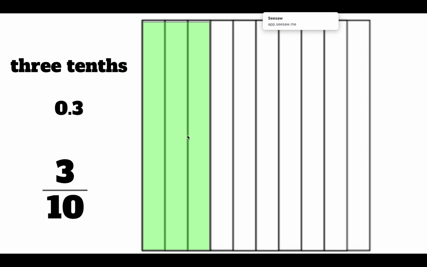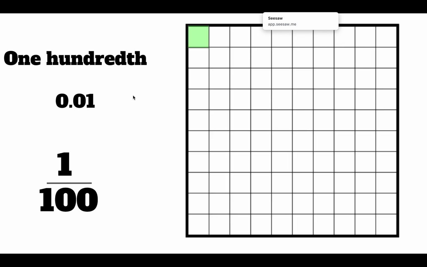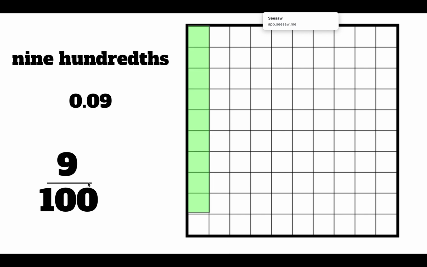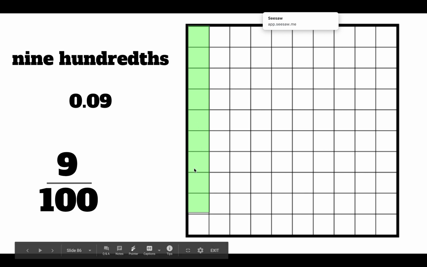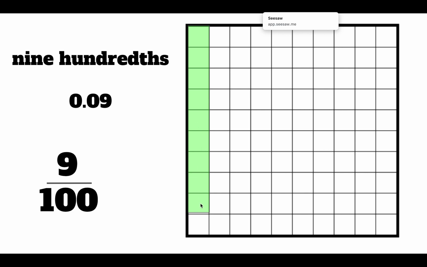This would be 3/10 because it's 3 out of 10 pieces. This would be 1/100th. It's 1 out of 100 pieces. Again, here's the decimal, here's the fraction. This would be, you guessed it, 9/100ths. It's 9 out of 100 pieces.